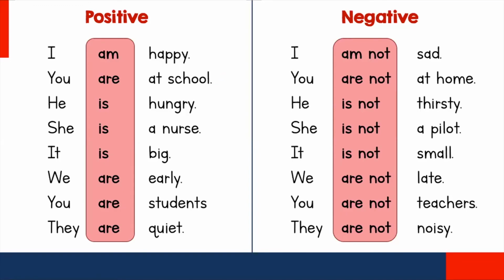In the negative form, I am not sad. You are not at home. He is not thirsty. She is not a pilot. It is not small. We are not late. You are not teachers, and they are not noisy.